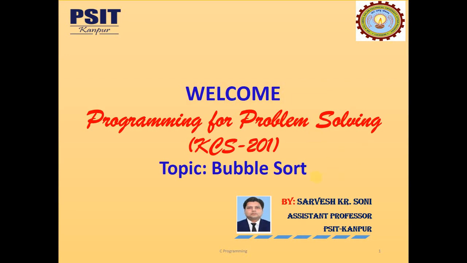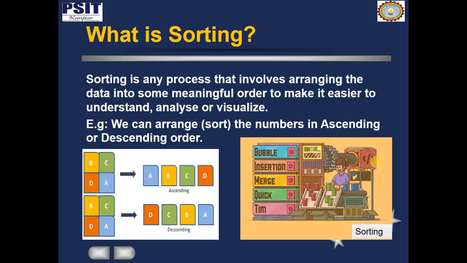So today's topic is bubble sort. What is sorting? Sorting is any process that involves arranging the data into some meaningful order to make it easier to understand, analyze or visualize, right? For example, if we are going to arrange some integer numbers or floating point numbers, there are two ways. Either we can arrange them in ascending order or in descending order.